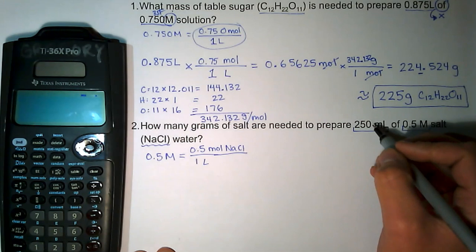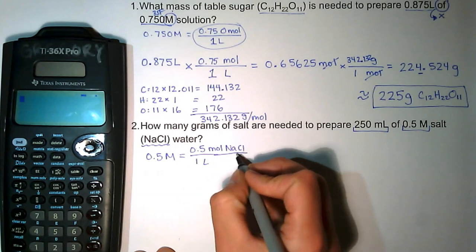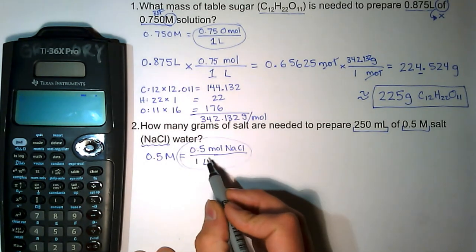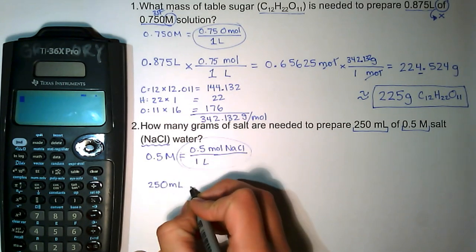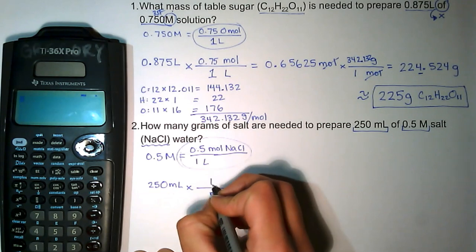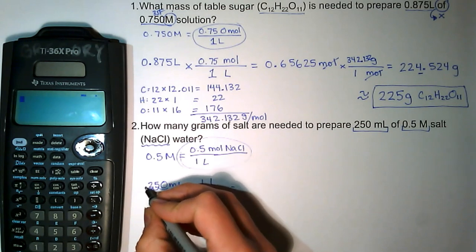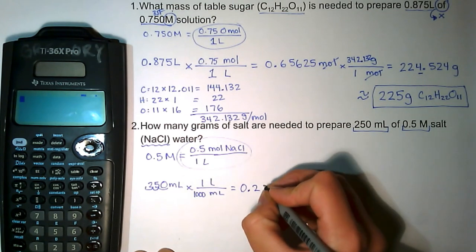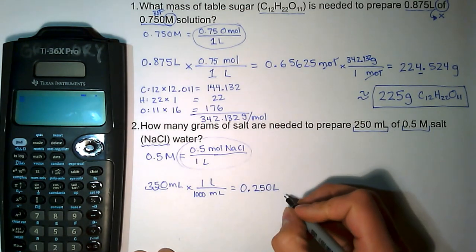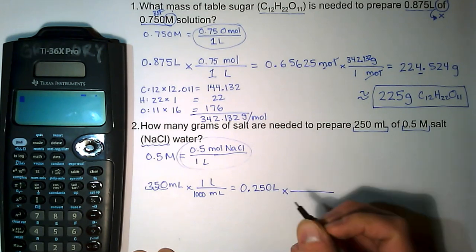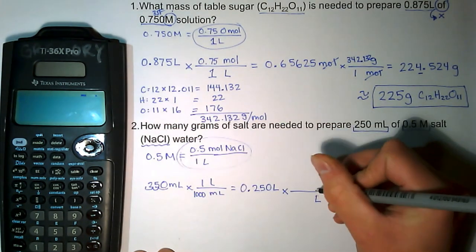Here, you might notice that the volume is not given in liters, it's given in milliliters, and to be able to use our conversion factor here, we need a number of liters. So I'm going to start out by converting 250 milliliters to liters. There are 1,000 milliliters in 1 liter. So I move my decimal point 3 times, and have 0.250 liters of solution that I want. Now I can take this value and use my conversion factor to convert it into moles. Once again, liters is going to go on the bottom, and moles is going to go on top.